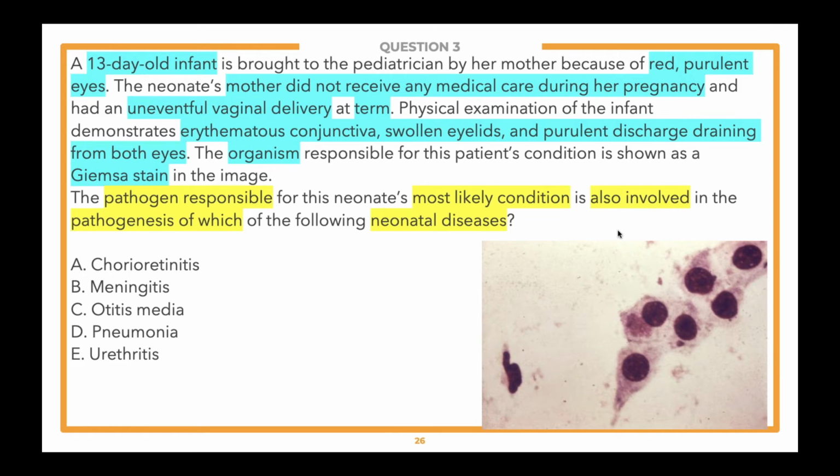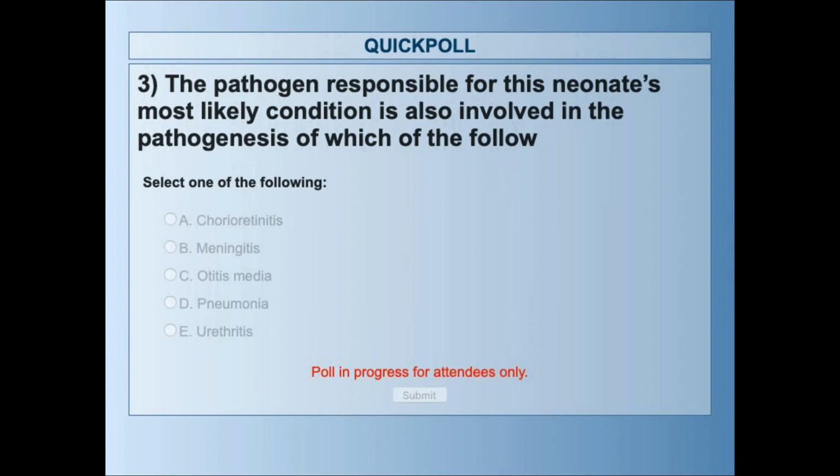Once again, we're going to go ahead and open up that poll. Go ahead and select what you think is the best answer here. We'll talk about it in just a few seconds.